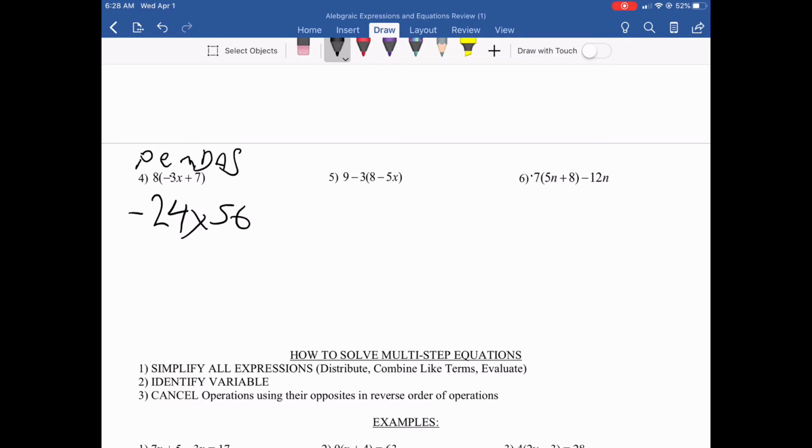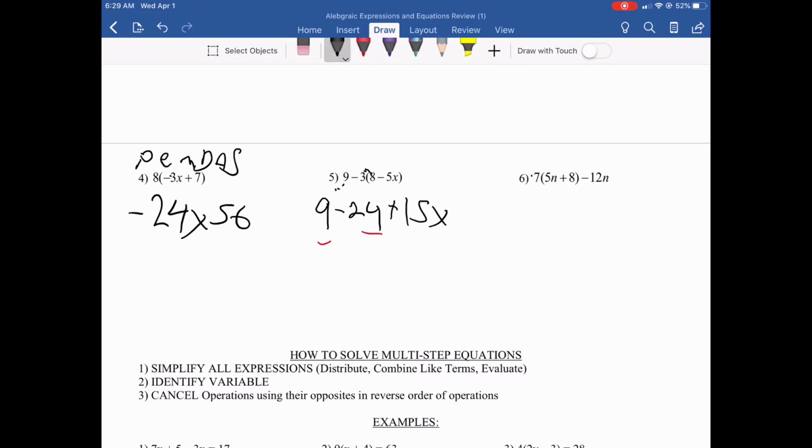On number 5, PEMDAS. Remember PEMDAS. We need to do the parentheses first. Cannot do inside of parentheses, but we can do multiplication. So we want to bring the 9 down since this is a later process. So we have negative 3 times 8 equals negative 24. Negative 3 times negative 5x, remember a negative times a negative is a positive. So it's going to be 15x. Now we look for the like terms, which are our integers, our whole numbers.